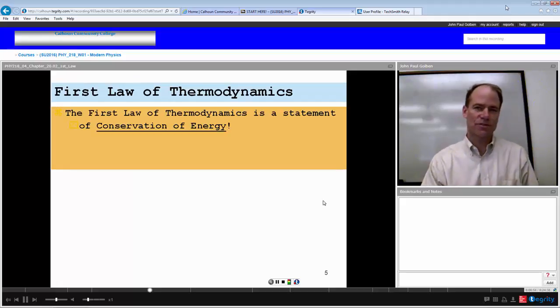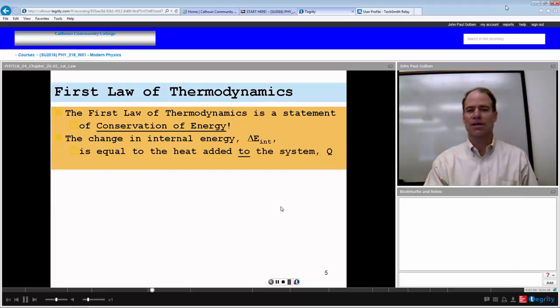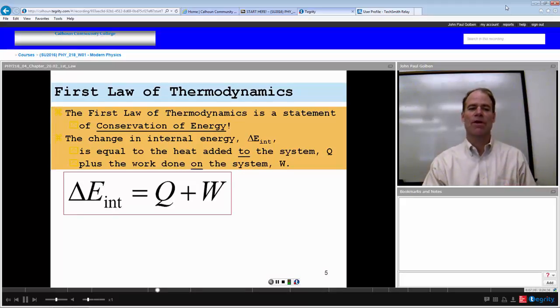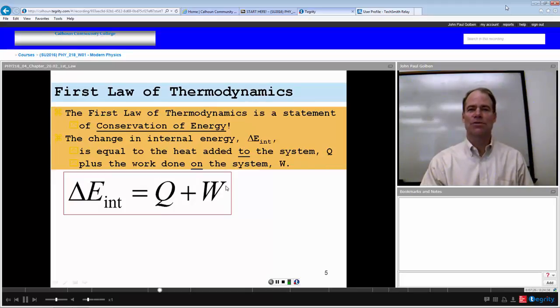This takes us to the first law of thermodynamics. It's basically a statement of the conservation of energy. We're stating that the change in internal energy of a system is due to the transfer variables. So it's equal to the heat added to the system plus the work done on the system. And we write it as the change in internal energy is equal to the heat added to the system, Q, plus the work done on the system, W.